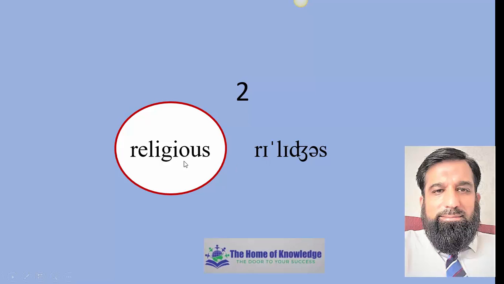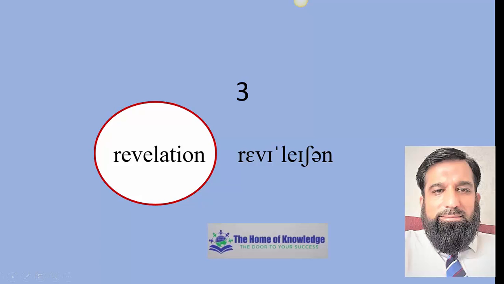The second word is an adjective from the first word, and is pronounced as religious. So this is not gs, it's not religious. Is not religious, but it's religious. The third one is revelation. So the stress is on this syllable, le, revelation.